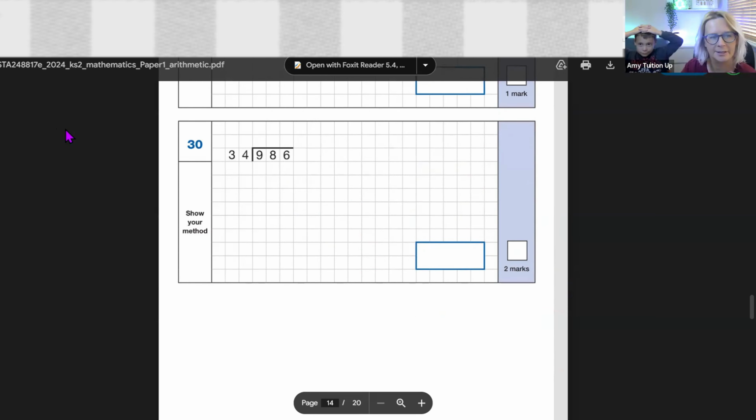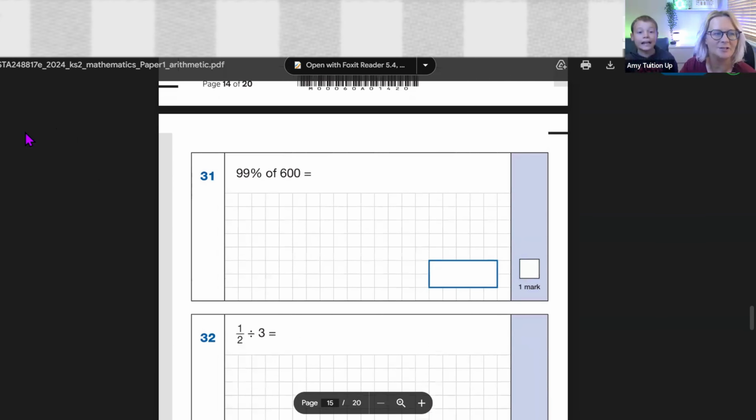Okay. Right. Nearly done. Oh, percentage. Oh, yes, please. No, I want to do it. I want to do it. Okay. How would you do it then? Go on, let's see if we do it in the same way. Would you find 10% first? What I'd probably do is find 1%, which is dividing it by 100 and then times it by 99. Okay, perfect.